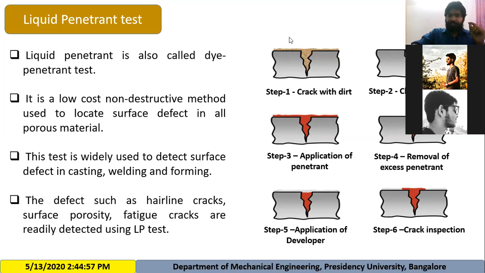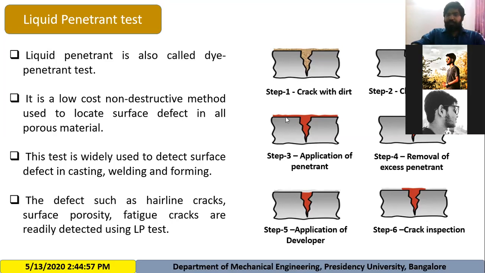So first we are having this specimen with a crack inside. Since it is filled with dirt and dust, in the second step you are supposed to first clean this specimen. See here, we have some dirt inside this crack and on the surface also. So we cleaned using some water and cloths. So we removed this dirt. After removing this dirt, what do you do? Application of penetrant. So here we are applying the penetrant.